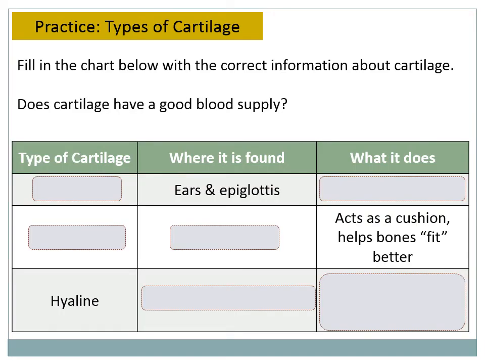All right, so we're going to take a little bit of time here to review the types of cartilage. The first question is, does cartilage have a good blood supply? So does cartilage have a good blood supply? No, it doesn't, which is why it takes such a long time to heal. So what I would like for you to do is to go ahead and pause this video, fill in the answers to this little table, there we go, and then come back to the video and play it so that we can answer all these for you.